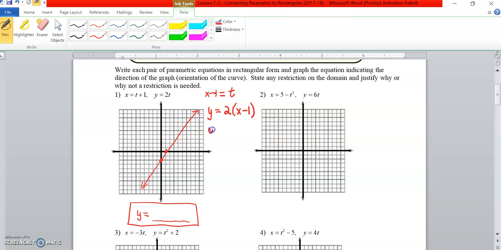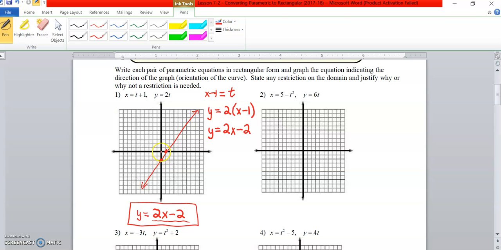And therefore we can simplify. I suppose we could actually end here, but we want more of that, mx plus b, so we get 2x minus 2. So that's as far as we can go. Y equals 2x minus 2.